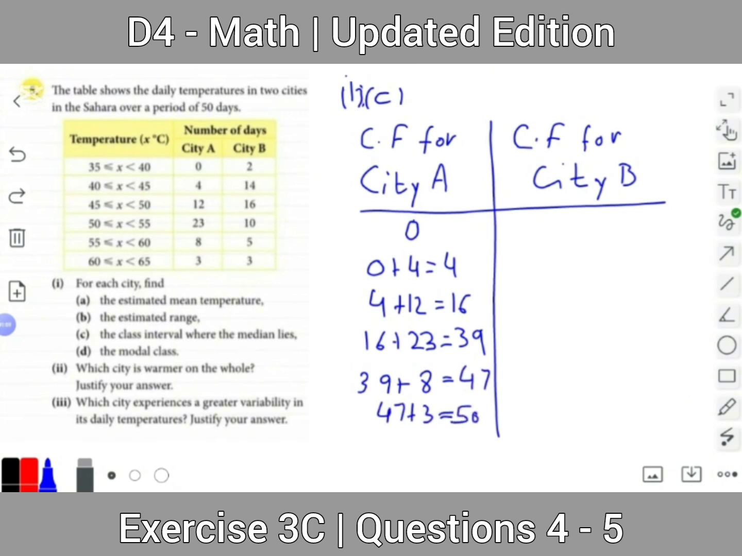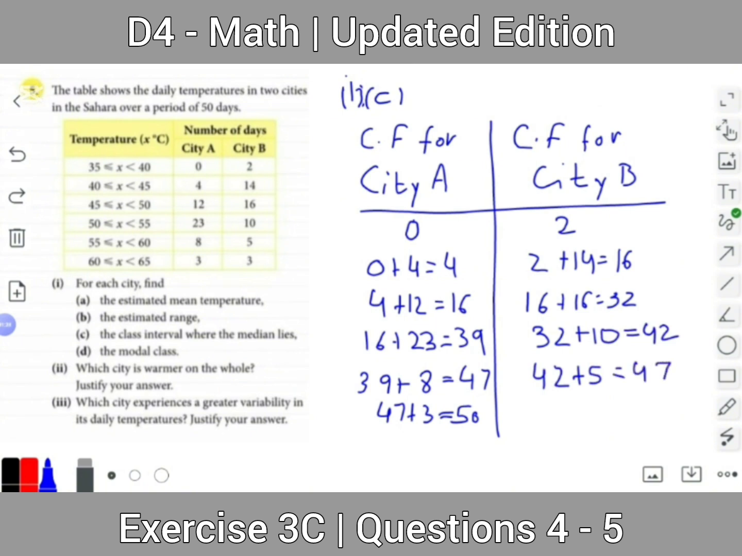Now for the cumulative frequency for city B, the first value will be the same as given in the frequency table. So we have 2. Now we have 2 plus 14, it will equal 16. Now 16 plus 16 will be equal to 32. Now we have 32 plus 10, it will be equal to 42. Now we have 42 plus 5, it will be equal to 47. Now 47 plus 3 will be equal to 50. So these are the cumulative frequencies for city B.